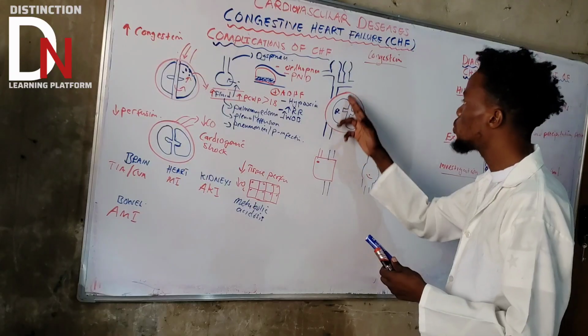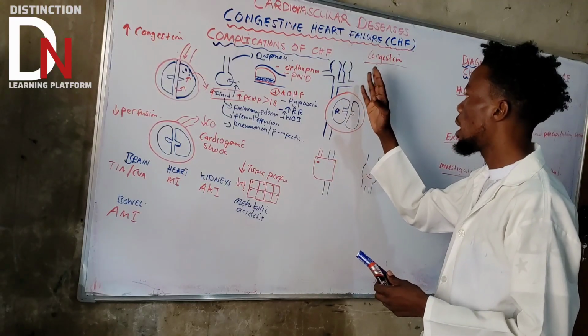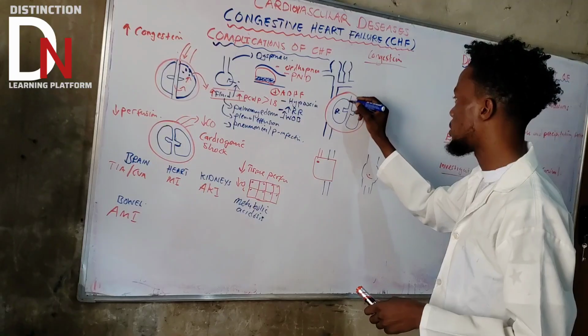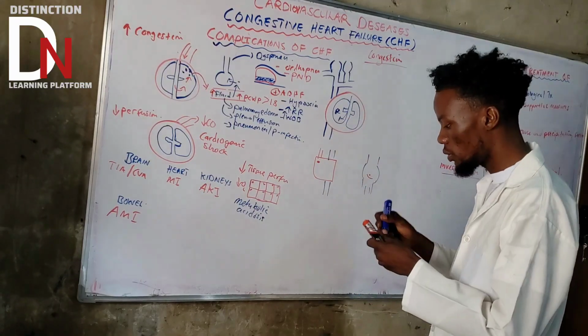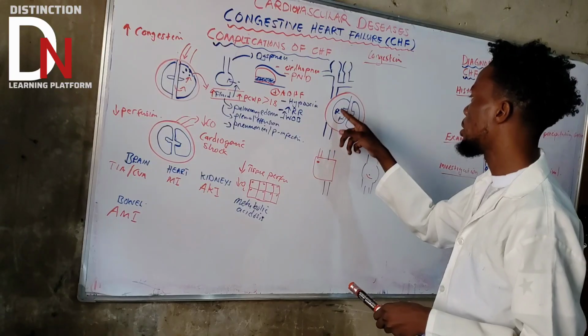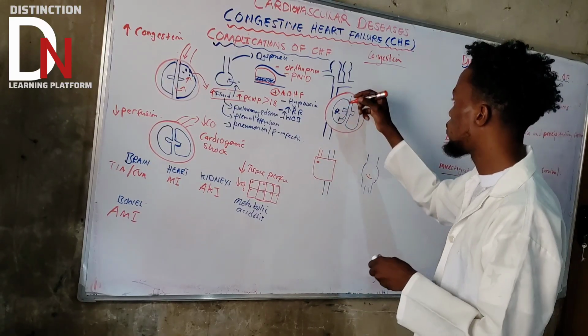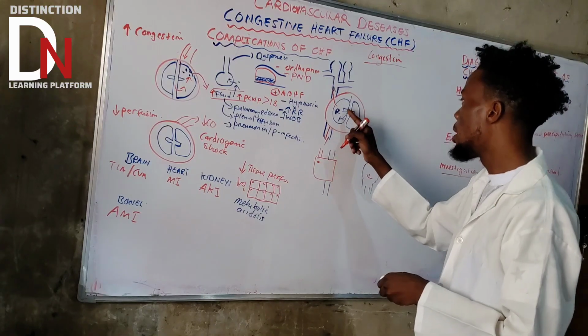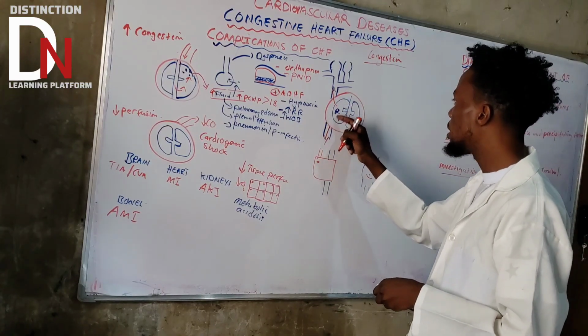Remember that it's failing to pump blood into the pulmonary arteries there. Then there'll be what? Backflow of blood there. So blood will start coming back like that. Blood will start coming back into the right ventricle, then right atrium, then it will start going back into the venous circulation. Remember that there is now congestion there.